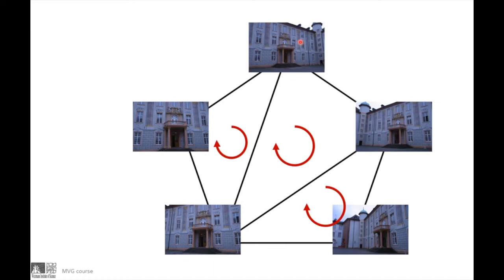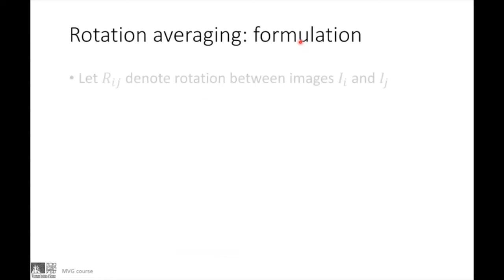It's not so convenient to work with the cycles. Instead, we want some algebraic constraints. So let's write this in algebraic terms. So we formulate it like this. We denote Rij the rotation between camera I and camera J.